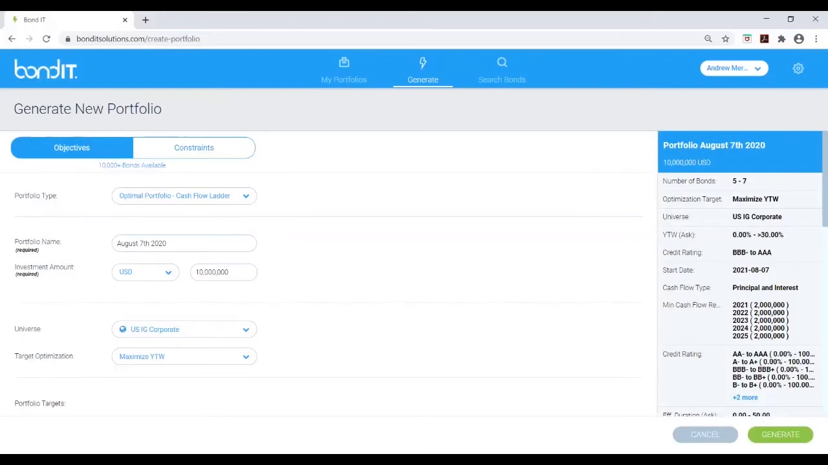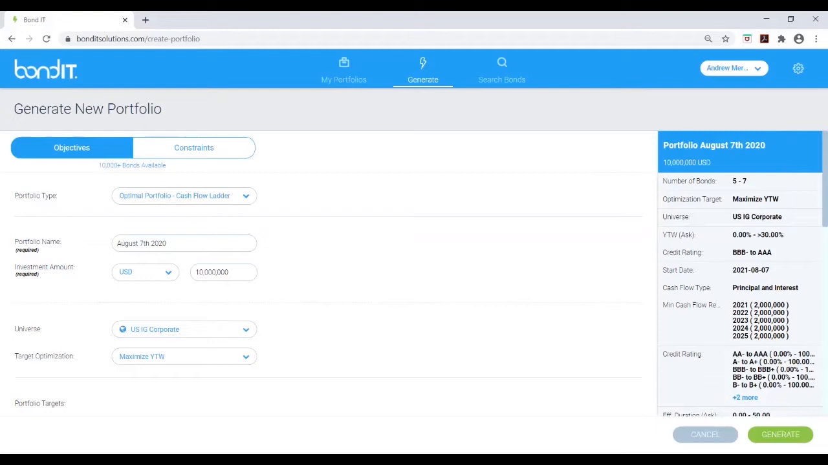bondIT is an independent portfolio construction technology provider for fixed income. An incredibly robust optimization engine leveraging machine learning is at the core of the bondIT platform, as well as key functionality such as the game-changing advanced laddering capabilities we'll show you now.